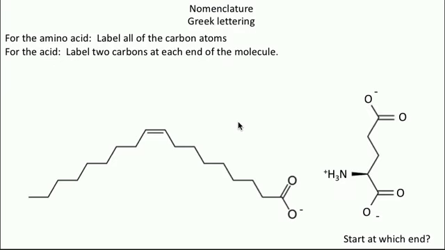Let's do an experiment here. For the amino acid, will you label all of the carbons using Greek lettering? And for the acid, will you label just the 2 end carbons at each end using Greek letters? Please go ahead and take a stab at that. But I'm going to move on.